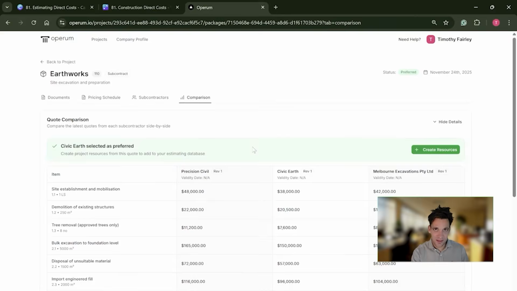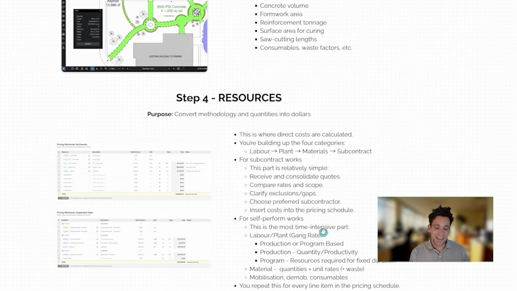Now, for self-performed tasks, this is going to be much more effort because we're not just putting quotes into our estimate. We actually need to break down the task and look at it in detail. So we need to work out the labor and plant combination, referred to often as the gain rate for doing a task. For example, if we're doing trenching, we might have 2 laborers and an excavator and a truck to remove the spoil.